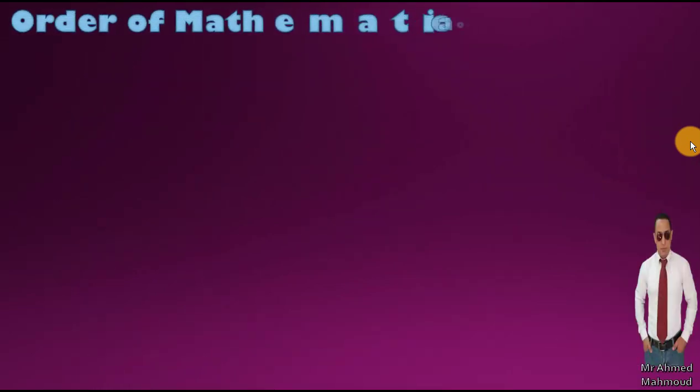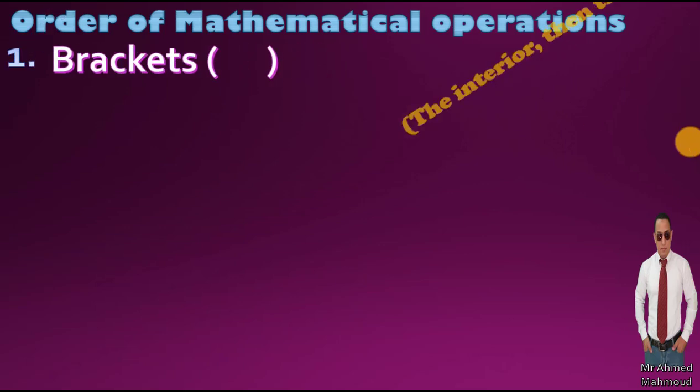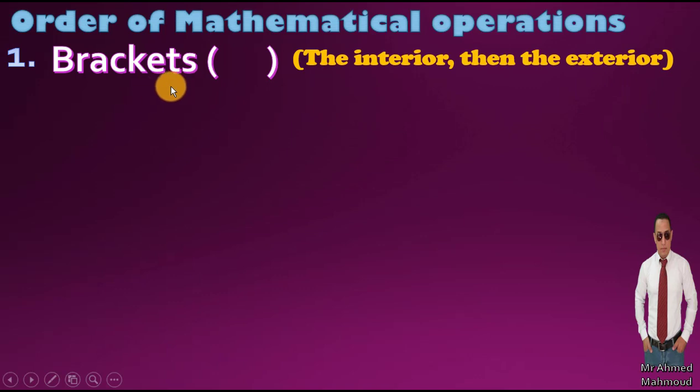First, we need to remember the order of mathematical operations as we studied in the first prep. We have four orders. Number one, if we have an operation, first we evaluate the brackets, but we start with the inner brackets, then the exterior brackets. What does it mean? If we have in the operation a big bracket and inside the big bracket there are small brackets, we start with the inner brackets, then evaluate the outer brackets.